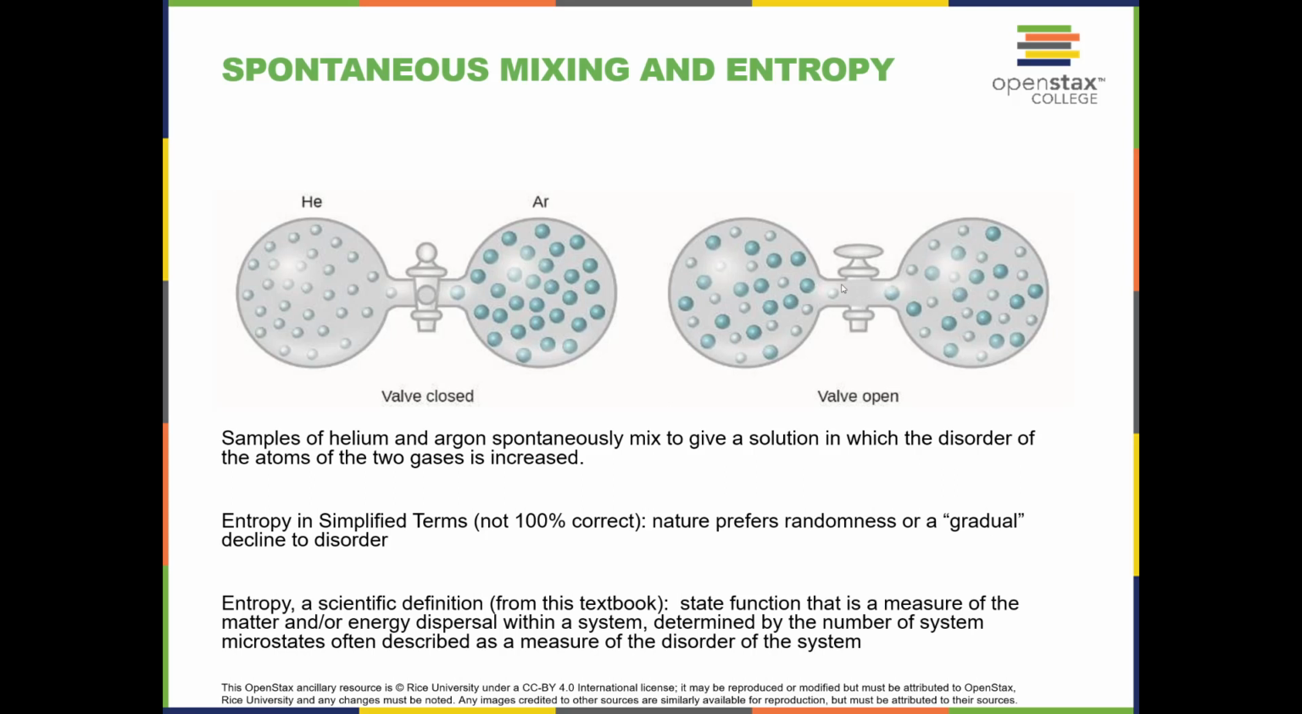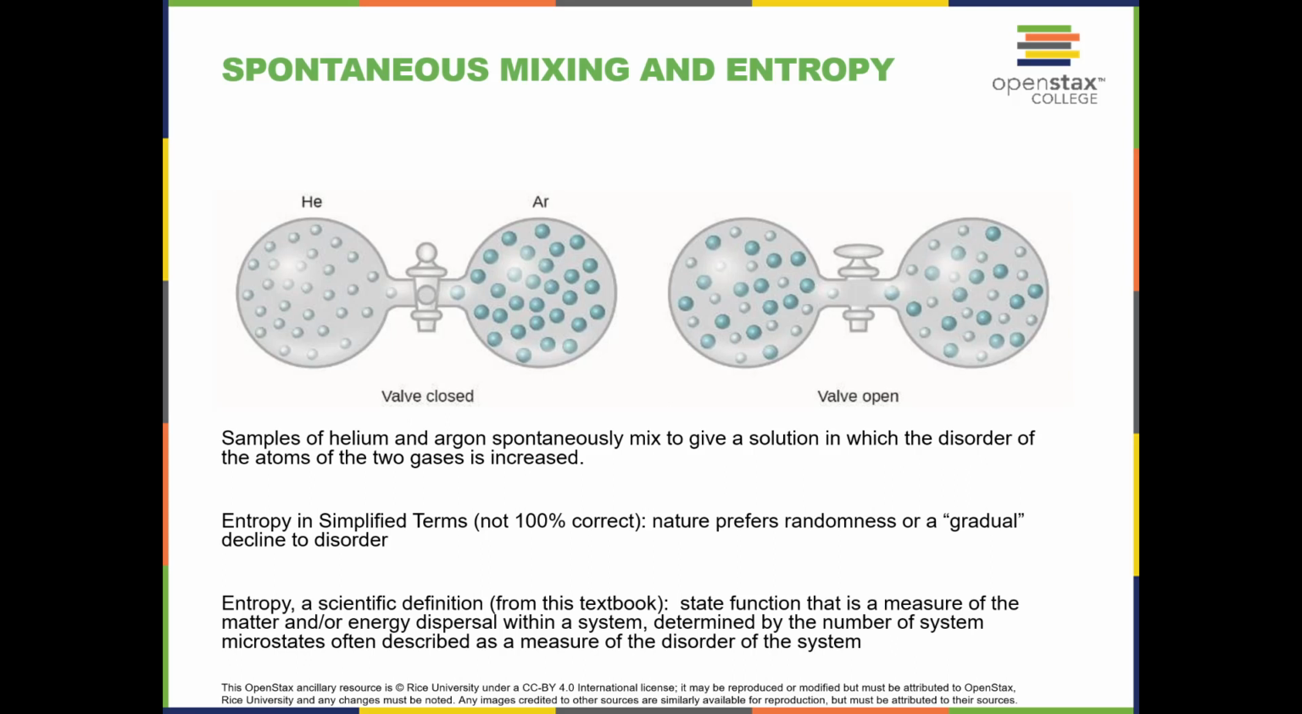Well, this happens because, one, these molecules are moving around. Okay, so these are just moving around randomly, and this random distribution is more statistically likely, which is why we can say, as a simplified definition, nature prefers randomness or a gradual decline to disorder. So basically, these atoms are moving around randomly, and them being distributed approximately 50-50 is more statistically likely than 100% helium and 100% argon.